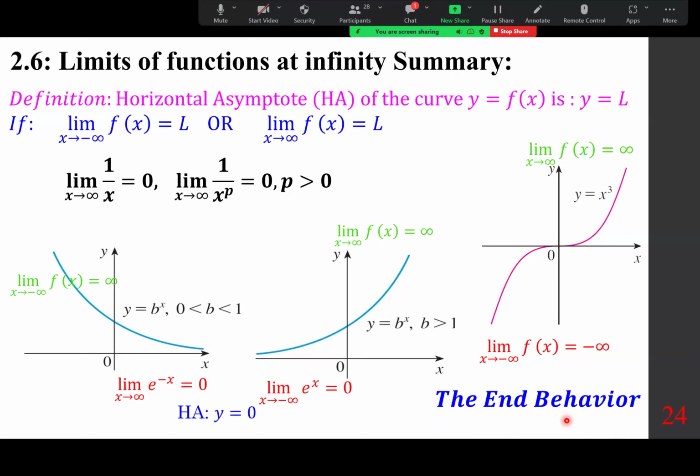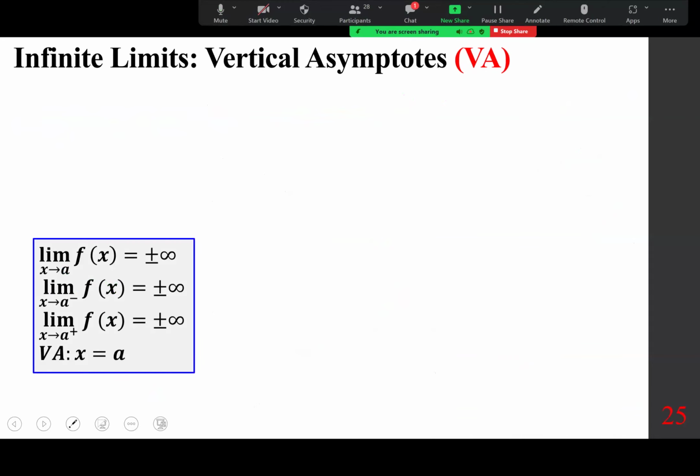So that's the precise definition of a horizontal asymptote. Infinite limits, vertical asymptotes, short VA. If the limit of f of x as x approaches a, or a from the left, or a from the right, any of them is positive or negative infinity, then the line x equals a represents a VA, vertical asymptote.